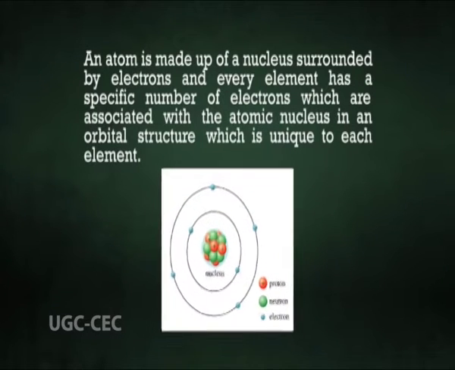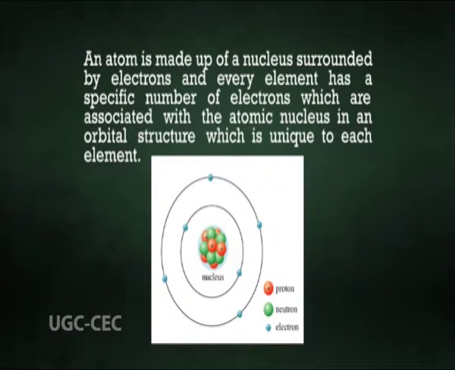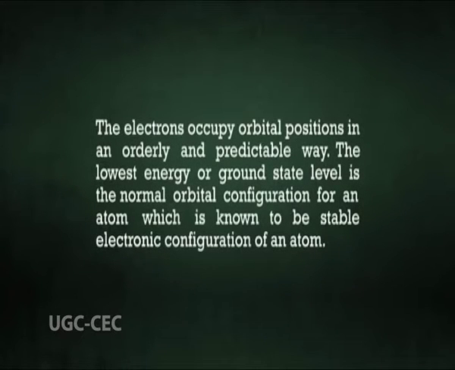An atom is made up of a nucleus surrounded by electrons, and every element has a specific number of electrons which are associated with the atomic nucleus in an orbital structure which is unique to each element. The electrons occupy orbital positions in an orderly and predictable way. The lowest energy or ground state level is the normal orbital configuration for an atom, which is known to be the stable electronic configuration of an atom.